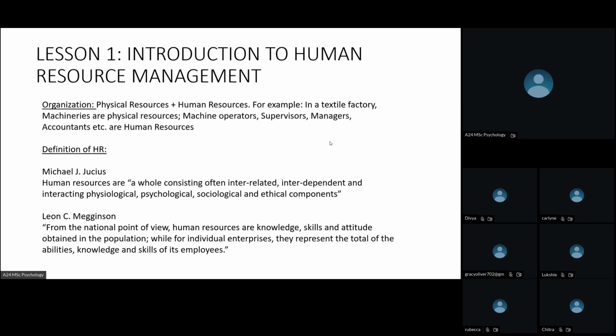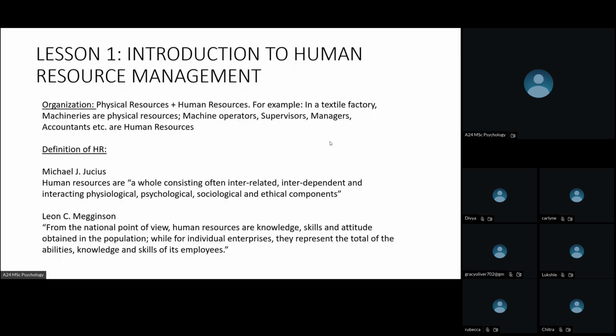And the other definition given by Leon C. McGinson, so they are defining human resources as knowledge, skills, and attitude obtained in a population. And when we say population, they are defining it from the national point of view. So let's take maybe the state point of view in Tamil Nadu, let's say. So in Tamil Nadu, by the population, we are scoring knowledge, skills, and attitude that the people have. So that is human resources.